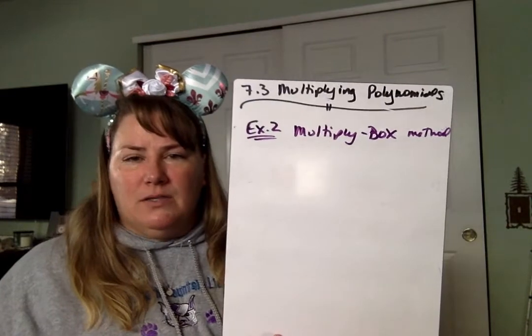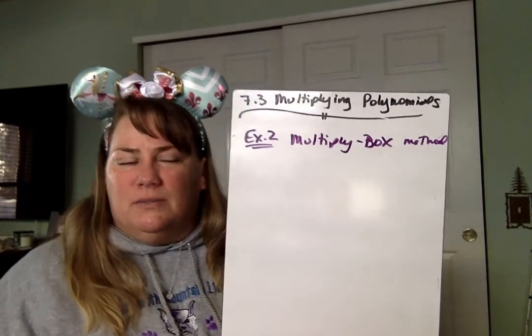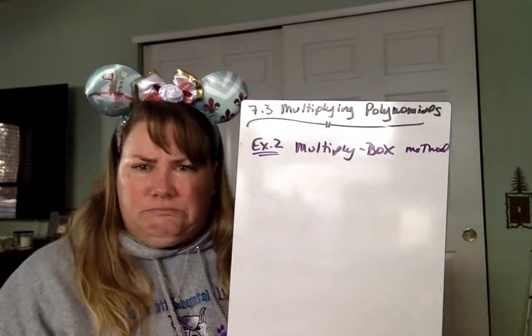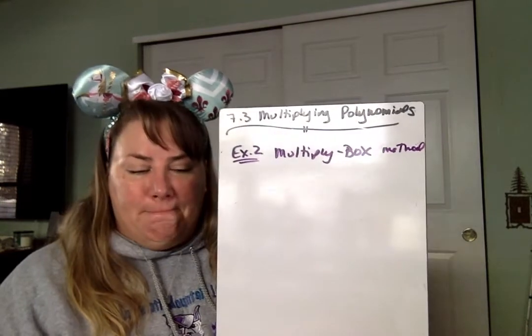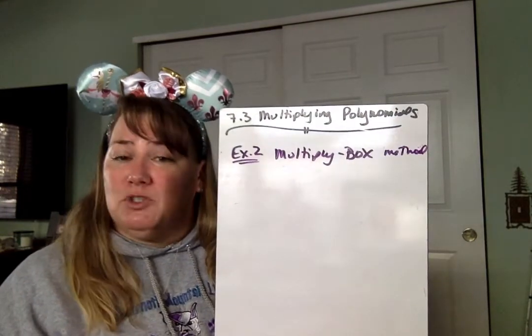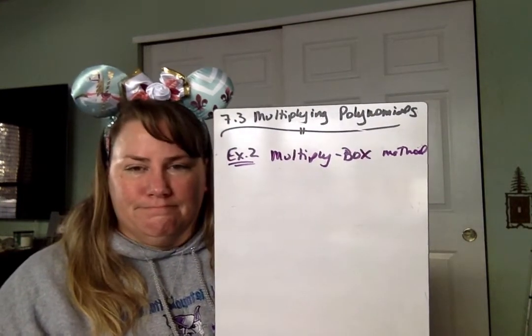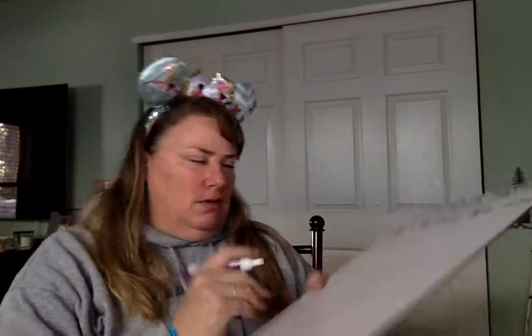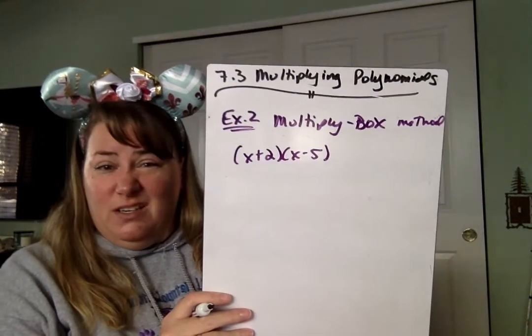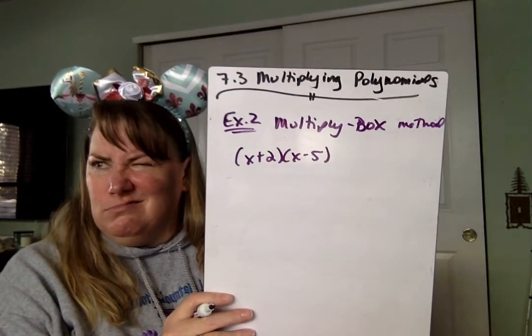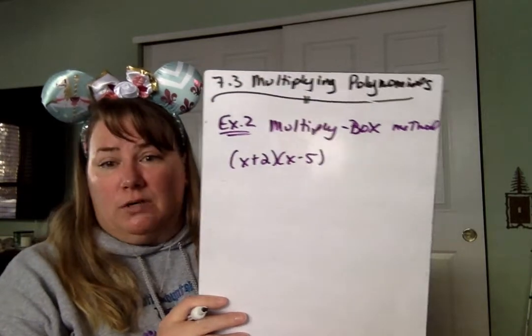And the box method looks a whole lot like the box method you used when you were, I don't remember what grade, elementary school though, when you were learning how to multiply. I think I remember the first one. x plus 2 and x minus 5? That could be it. Maybe? I don't know. It's similar.